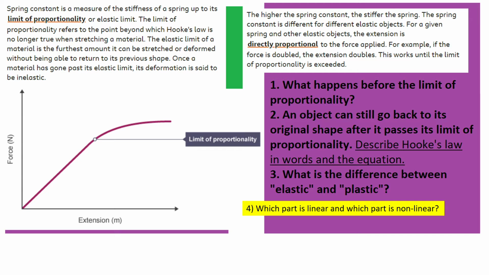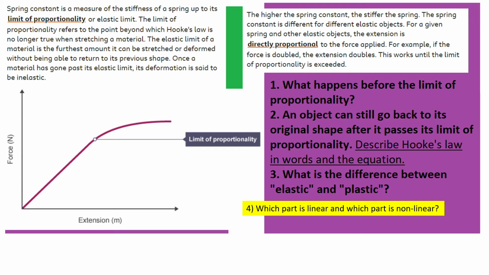So the straight line in the force against extension graph is Hooke's law, because Hooke's law is F equals kx. And F equals kx says that the force applied is proportional to the extension. If you were to write that as a mathematical equation, you have F equals kx, and that is a straight line. So spring constant is a measure of the stiffness of a spring up to its limit of proportionality. Now the limit of proportionality is where it stops being a straight line.